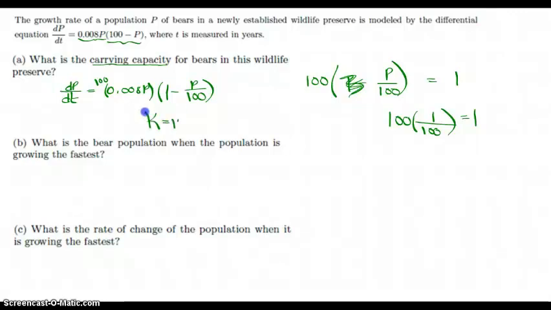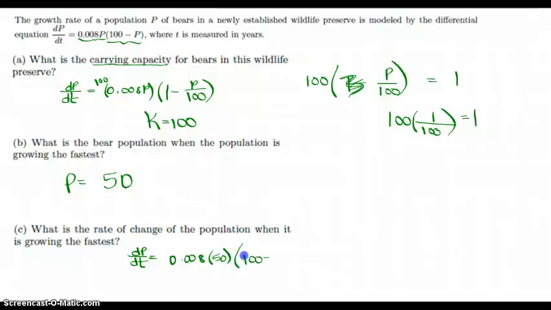Big K is 100. What is the bear population when the population is growing the fastest? Remember, it is always half the carrying capacity. What is the rate of change of the population when it is growing fastest? So what is dP/dt, and I'll go back up to this form of it, when P equals 50. All we're going to do is plug in P equals 50, and we're not even going to take time to clean it up, but there's the answer to that.